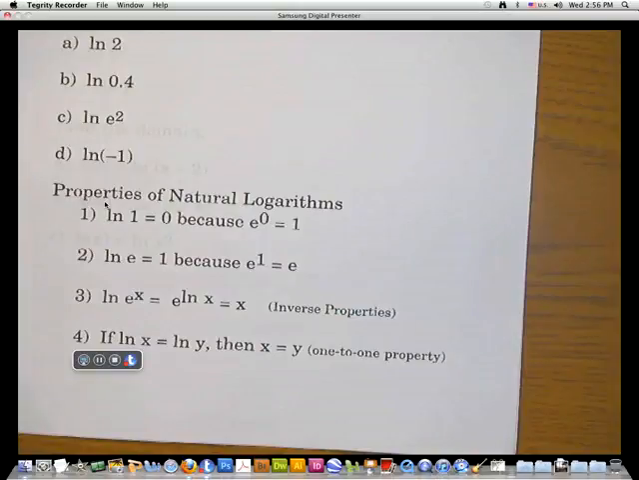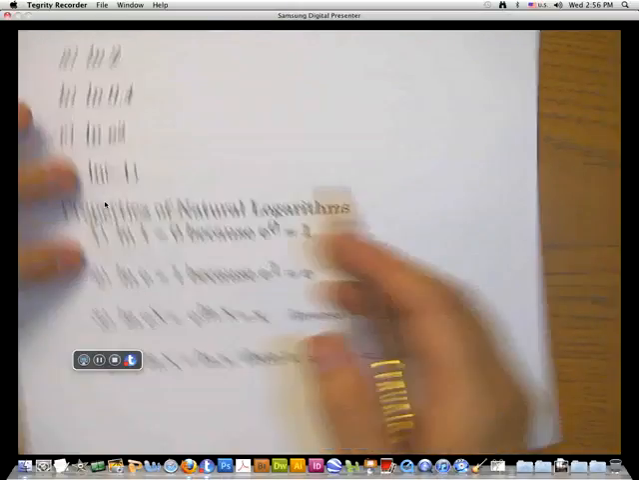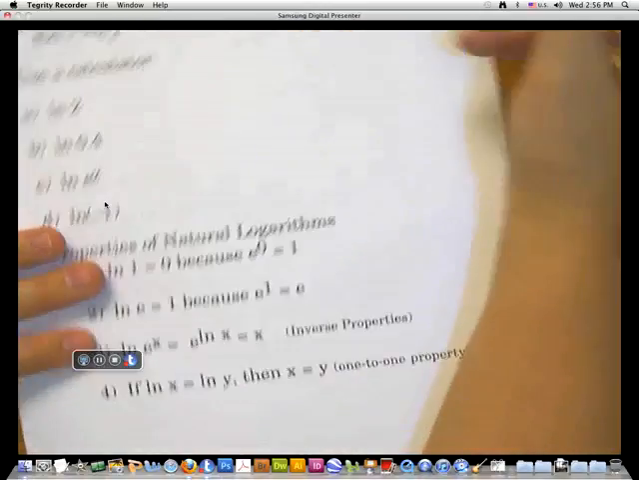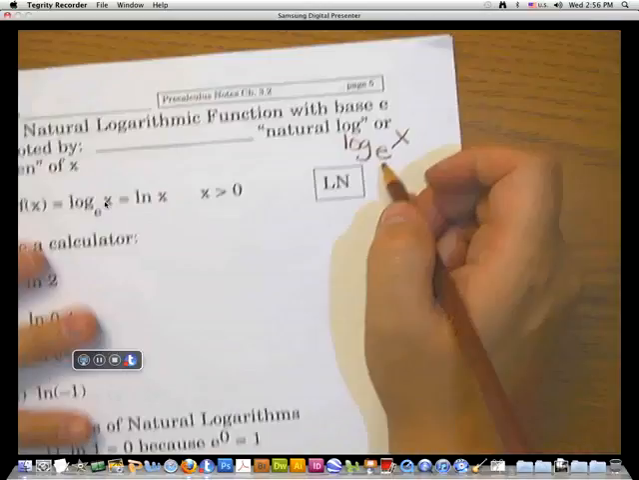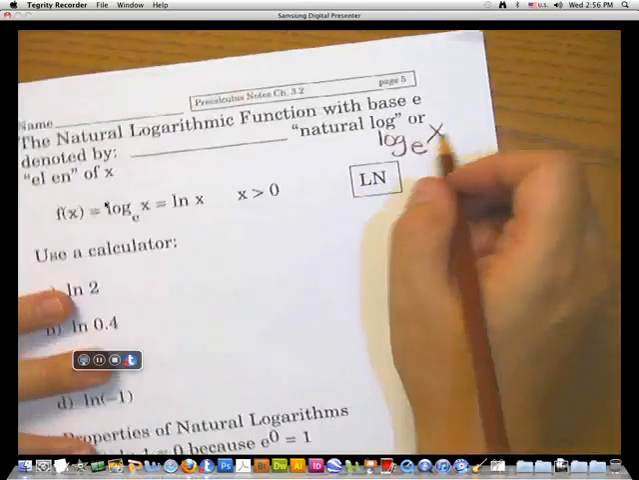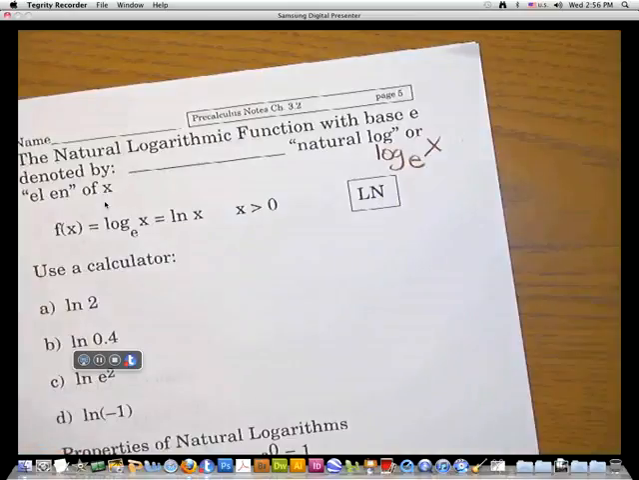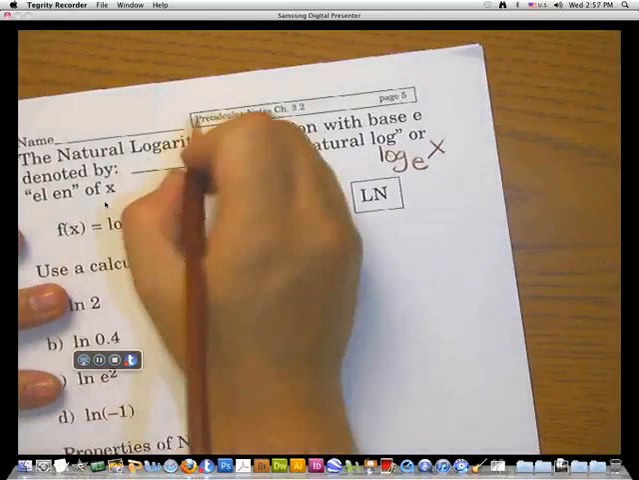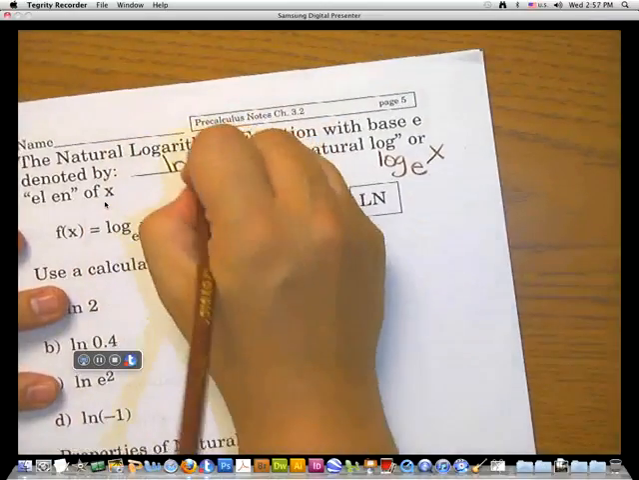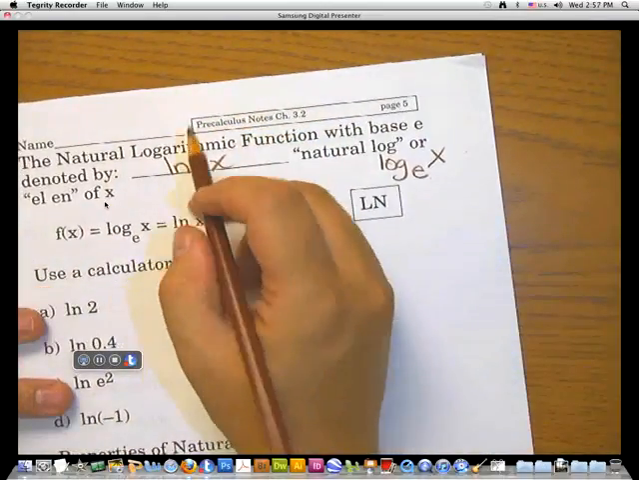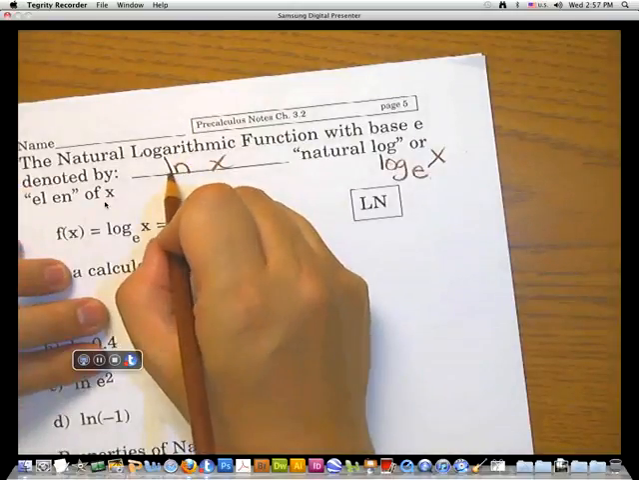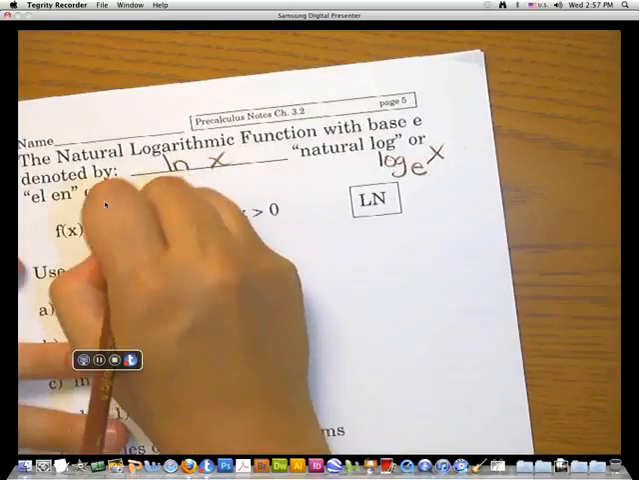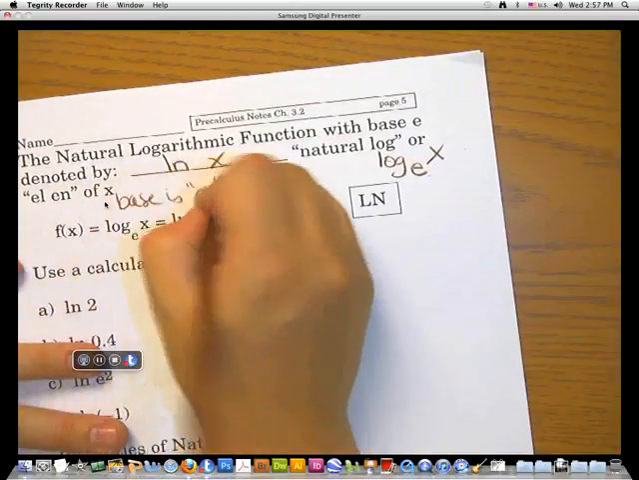The natural log function with base e: instead of saying log base e of x, because e is our natural number, our natural base, we use ln of x. ln is literally read as the letter L, the letter N, and it means that the base is e.